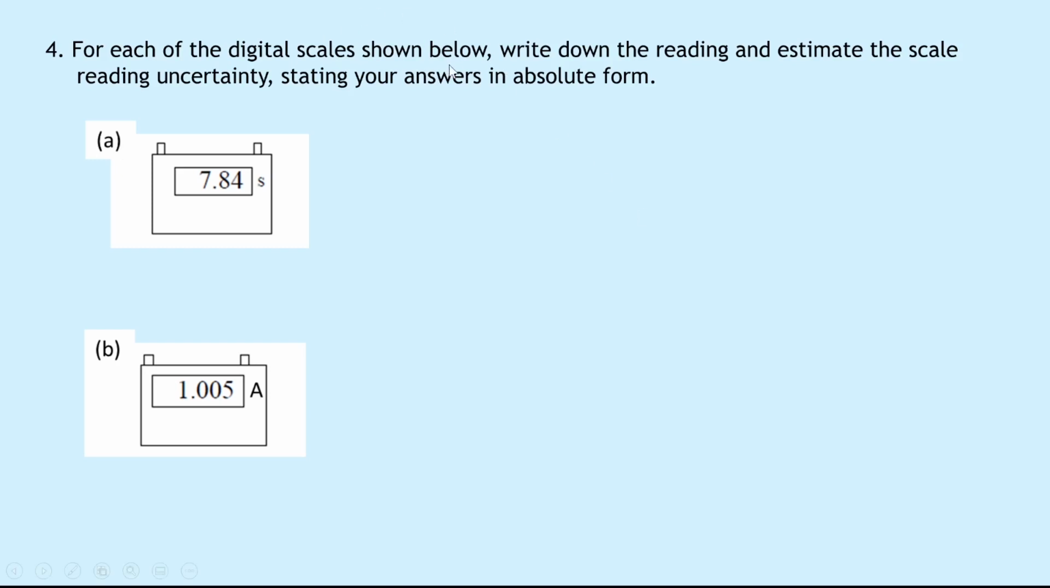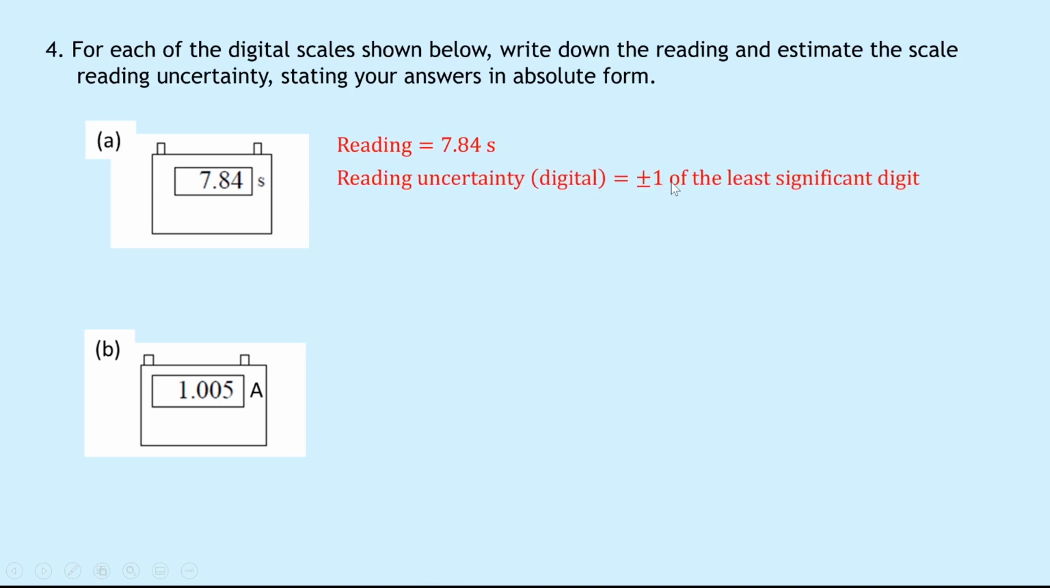Applying this same method to these 3 parts A, B and C to question 4, we have for each of the digital scales shown below, write down the reading and estimate the scale reading uncertainty, stating your answers in absolute form. So for part A, we've got 7.84 seconds, so the reading is quite straightforward, it's simply 7.84 seconds. And our uncertainty is, remember, plus or minus 1 of the least significant digit, which is again the 0.01, so we have plus or minus 0.01 seconds. Writing this in absolute form, we have 7.84 plus or minus 0.01 seconds.